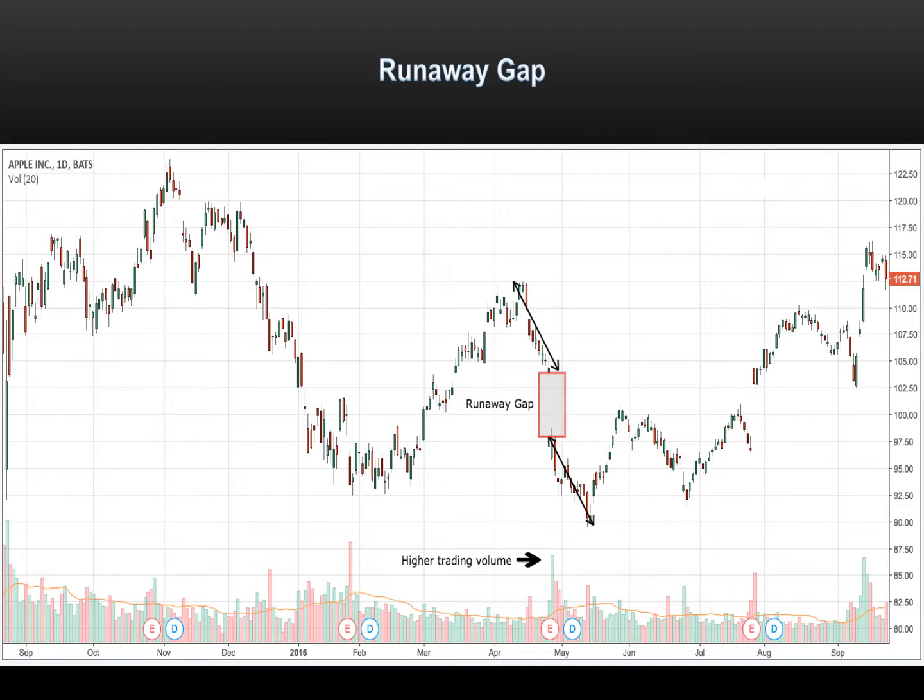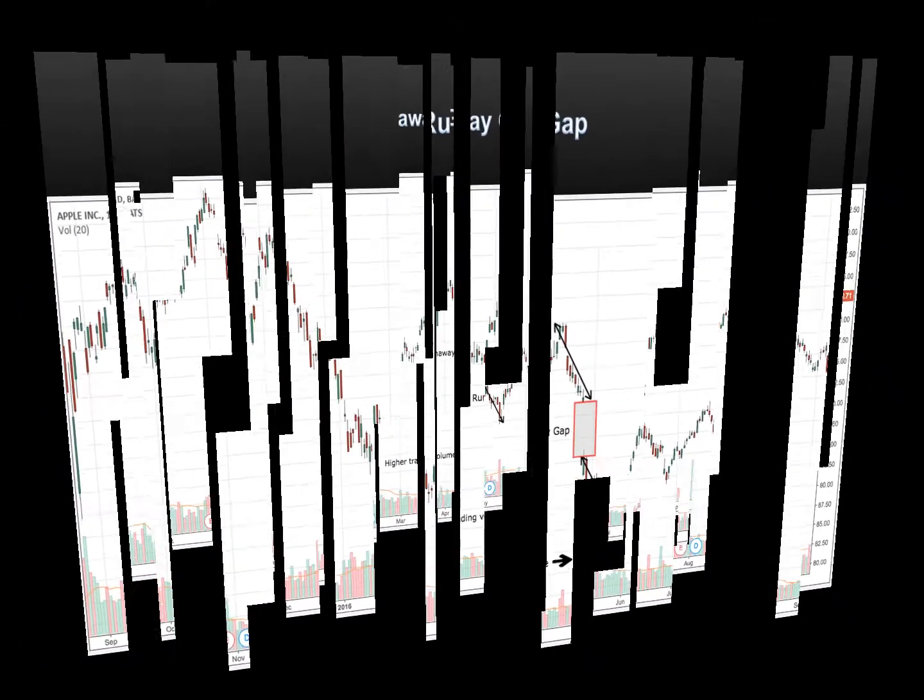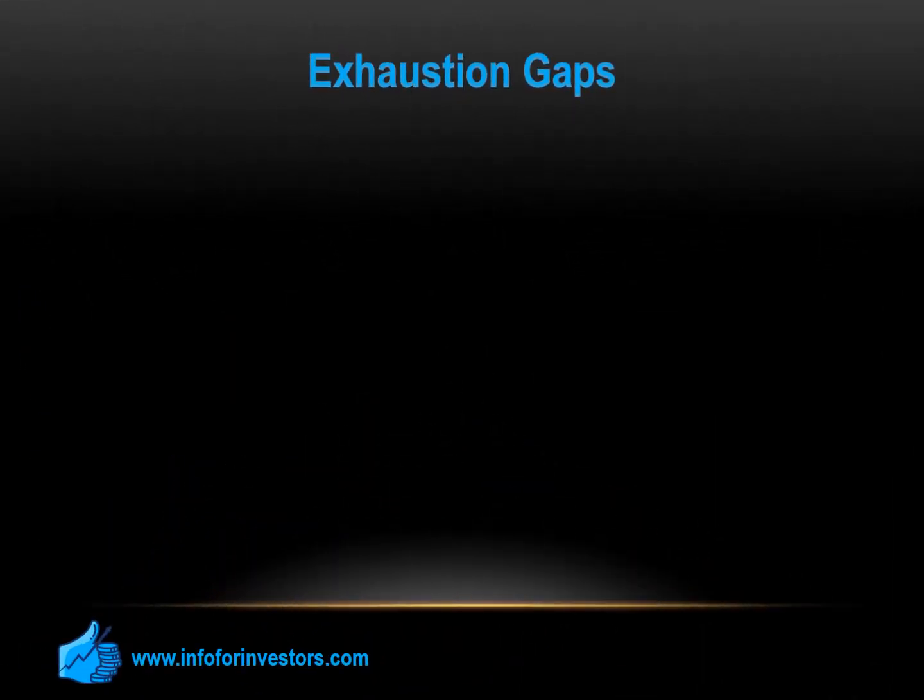You can see at the bottom of the chart that there was a high amount of trading volume at the same time, which confirms the strength of the gap. Exhaustion gap is also a known gap. As this name suggests, these kinds of gaps appear at the end of a trend. However, they do not give any information about another trend starting.